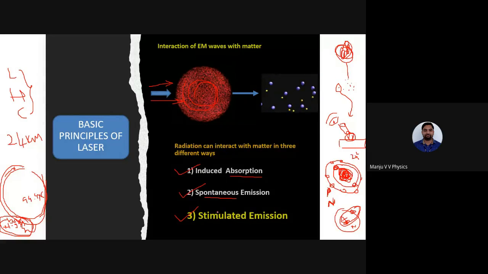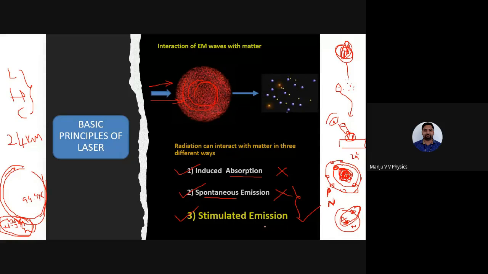Next we have stimulated. This will not happen naturally. As the name indicates, you have to stimulate it using some external energy. Look here. This is absorption, and these two are emission. According to conservation of energy, absorption should be equal to emission. Induced absorption will not give laser, and spontaneous emission will not give laser. We get laser only due to the process of stimulated emission.